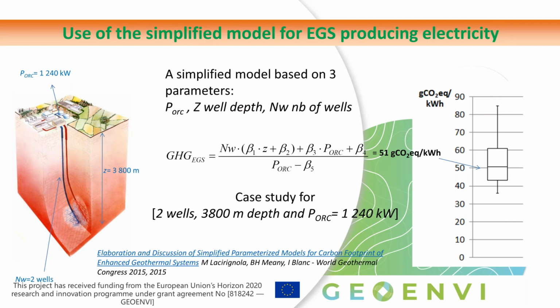So how do you apply this? Well, simply you specify your parameters for these three variables. So here we apply this model for 2 wells, a depth of 3,800 meters, and a power of 1,200 kilowatt for the ORC. And the answer, applying this equation, for the carbon footprint is 51 grams of CO2 equivalent per kilowatt hour, meaning that the carbon footprint is given over the whole lifetime of the installation.